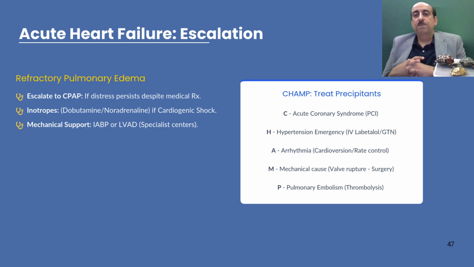In terms of the precipitants, there is a good mnemonic for general physicians, which is CHAMP. So C for coronary syndromes, hypertensive emergencies, arrhythmias, which are likely precipitated due to cardiovascular problems, mechanical causes like valvular ruptures, and severe pulmonary embolism, which requires thrombolysis. So these etiologies can precipitate acute heart failure, hence necessitating high dependency or specialist referral earlier on.